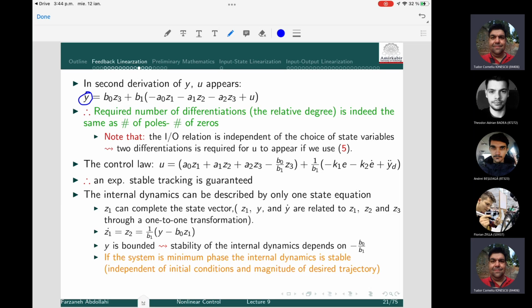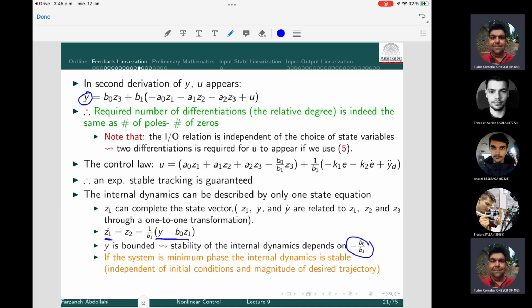The internal dynamics can be described by one state equation. Okay? Z1 can complete the state vector, and so on. So this is a very simple equation of the internal dynamics. Okay, so if y is bounded, then the stability of the internal dynamics depends on the quotient minus b0 over b1, of course, because this is the coefficient of z1 in the second term of the differential equation, and b0 over b1 needs to be positive to achieve stability in this case.